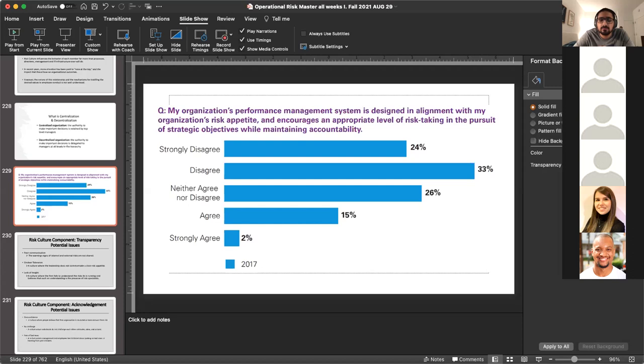But anyway, in terms of people's bonuses and their compensation being aligned with risk management priorities, 24% strongly disagreed with that. 33% disagreed with it. Neither agree nor disagree was 26%. So what it comes down to is that only 17% of the people that were interviewed thought that their strategic objectives were aligned with the company's from a risk management standpoint. Only 17% of the people. And this is in 2017.